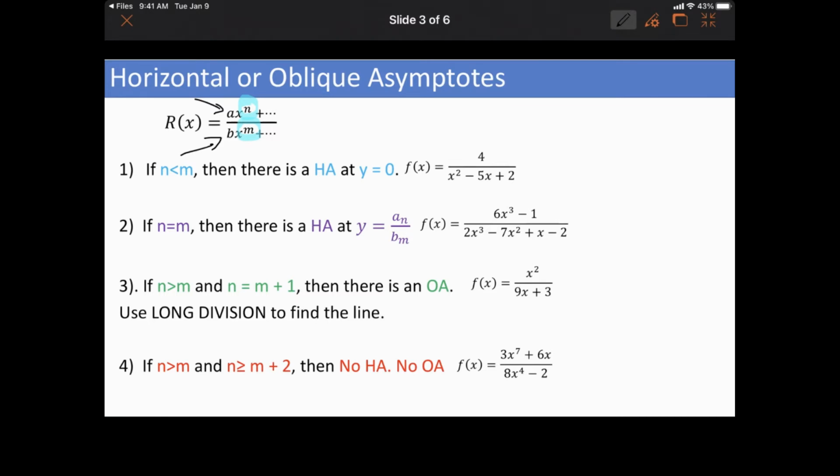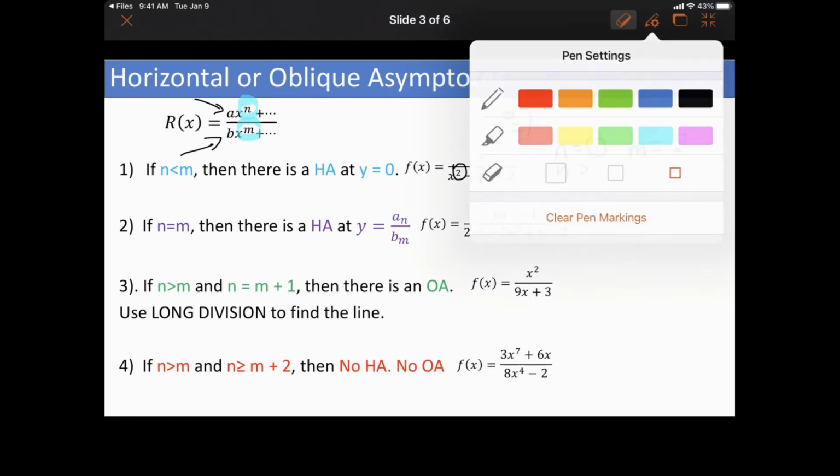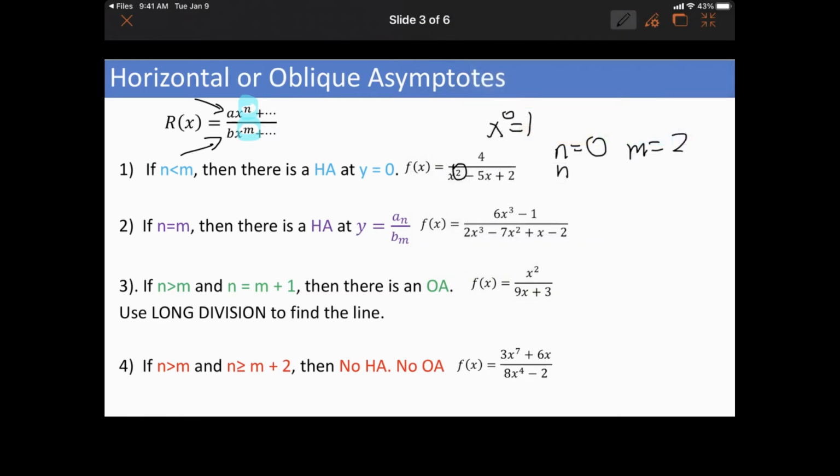All right, so here if you're looking at, is there an x, the answer is no. So because there's no x, that means x to the 0, which goes to 1. So n is 0. So if you don't see an x, that's 0. And then m is 2. Okay, so clearly n is less than m, and this would be case 1. Right? Case 1. And therefore, it says horizontal asymptote at y equals 0.